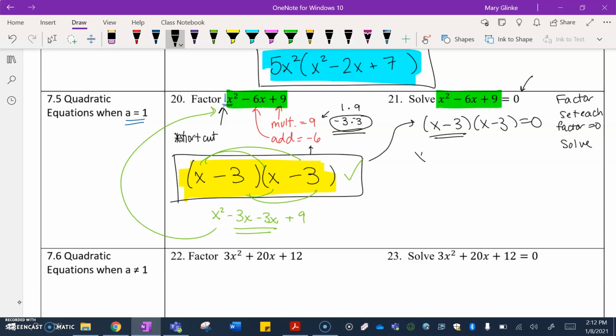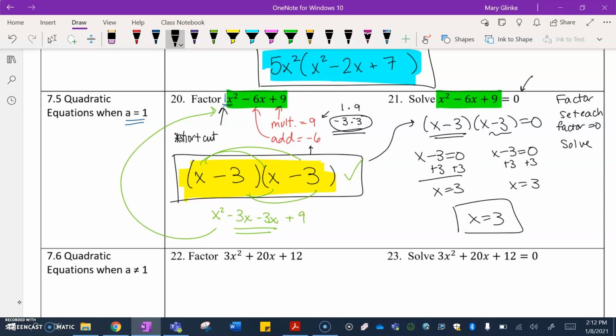So this first factor is x minus 3. This other factor is also x minus 3. And when we solve each of these equations, we end up getting the same thing, x equals 3. So our solution for this one would be x equals 3. Sometimes you might have more than one answer, and that's okay. You can have 1, 2, 3 answers. It all depends on how many factors you have.